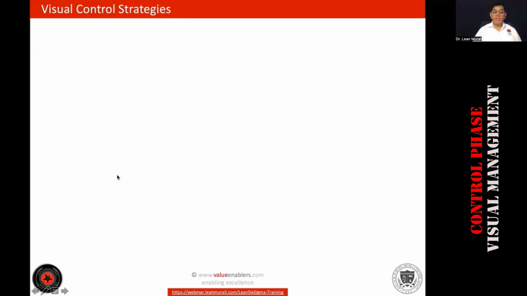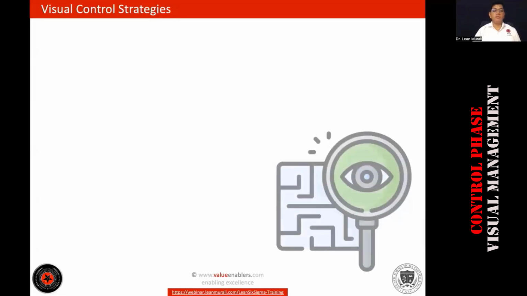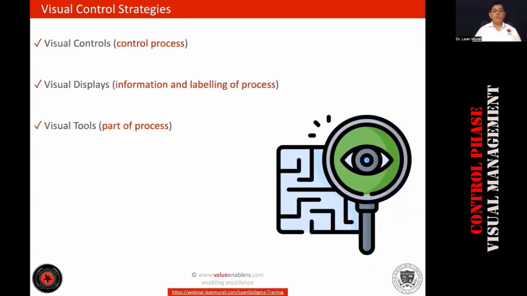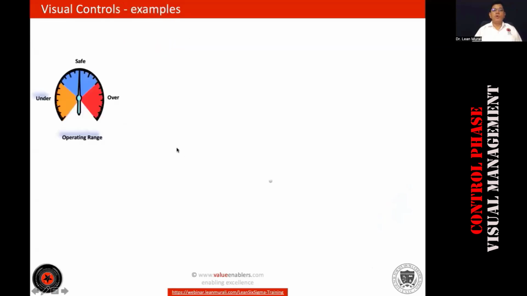So let me quickly share with you some strategies for visual control. So visual controls, visual displays, and visual tools. Visual controls control the process. Visual displays give the information and labeling of the process. And visual tools are a part of the process. Let us go into the depth of it.